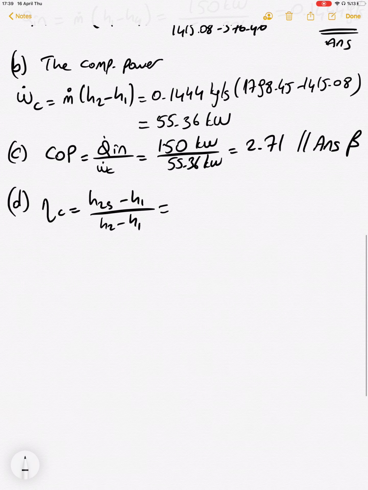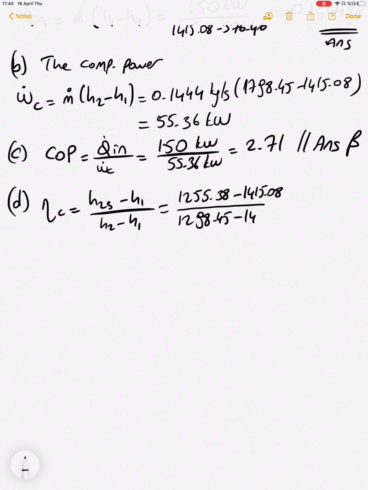And from here, by determining H2s, 125 5.38 minus, we get 0.888, and it is 88.8%. So this is the part D.